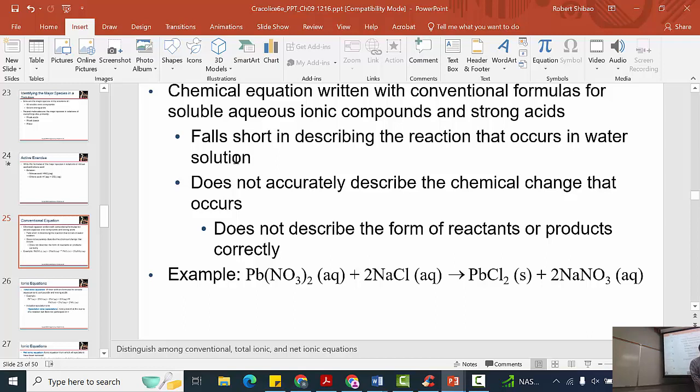Metathesis reactions, we look for favorable ion combinations. And this is a particular type of metathesis reaction called a double replacement. We're doubly replacing the anions here. So this double replacement pattern is AB plus CD. A is lead, B is nitrate, C is sodium, D is chloride. So it gives AD and CB.